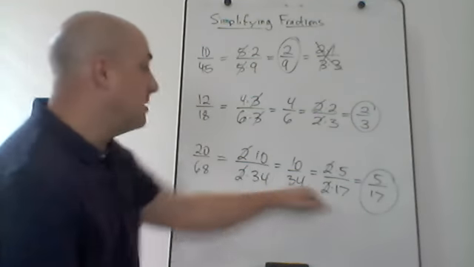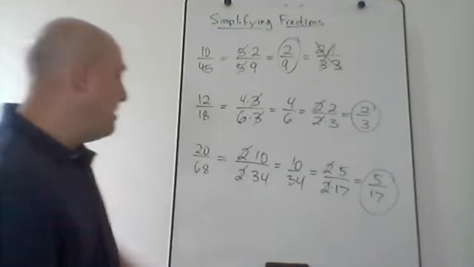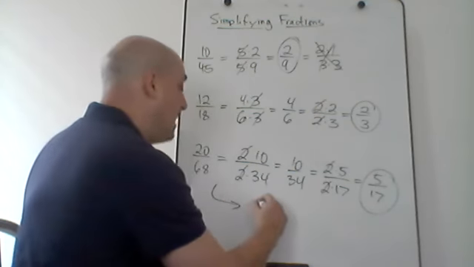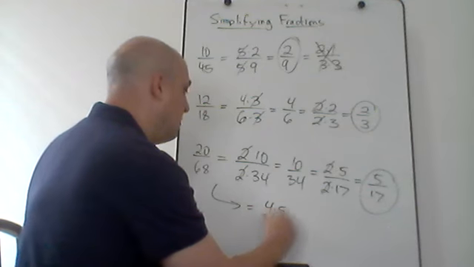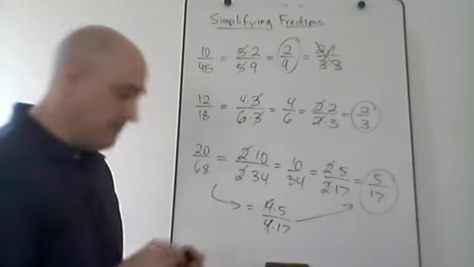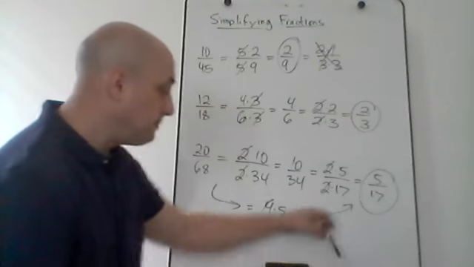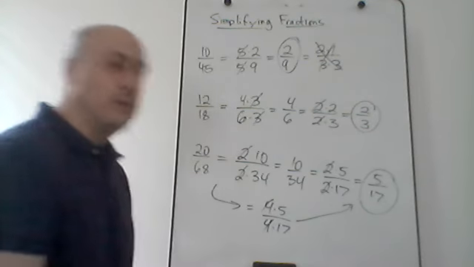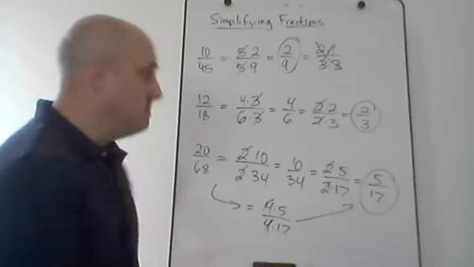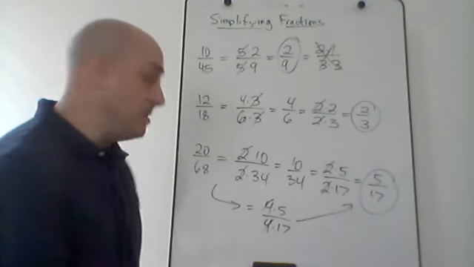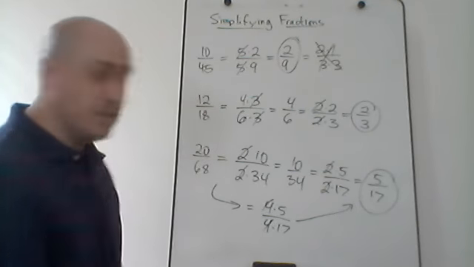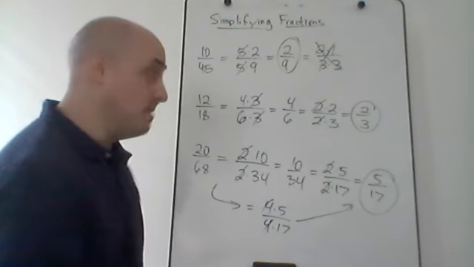Right, so once again, this one took us 2 steps. We could have done it in 1 step if we had recognized that both the 20 and the 68 have a factor of 4. Right, 20 is 4 times 5, 68 is 4 times 17, and the 4's cancel out, and that would have given us the 5 17ths in 1 single step. Right, so depending on how well you know your multiplication tables, how well you're able to factor numbers, if you're good at that stuff, simplifying fractions is a little bit easier. If you're not so good at recognizing what numbers divide into 20 and 68, then you might have to do multiple steps to simplify your fractions.